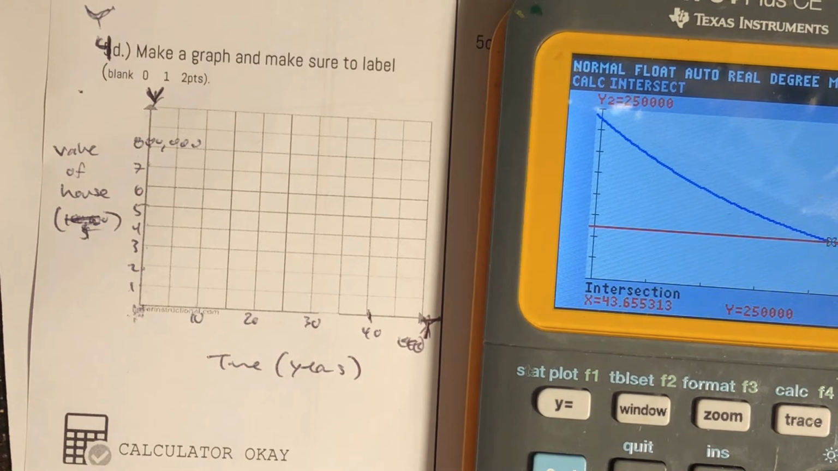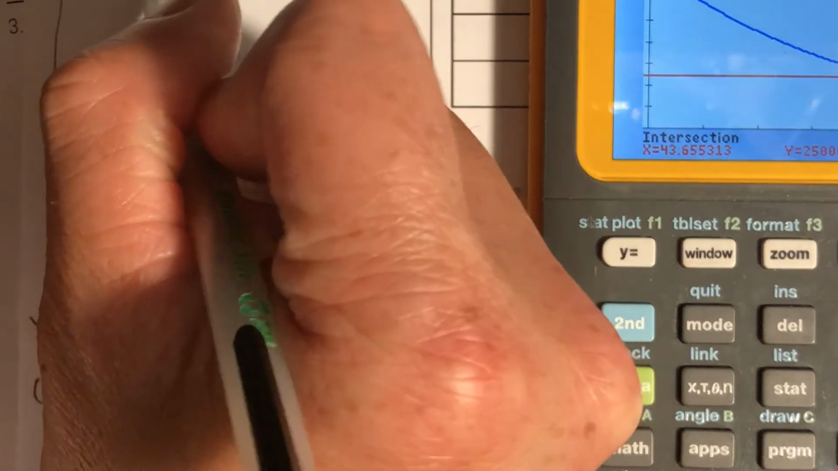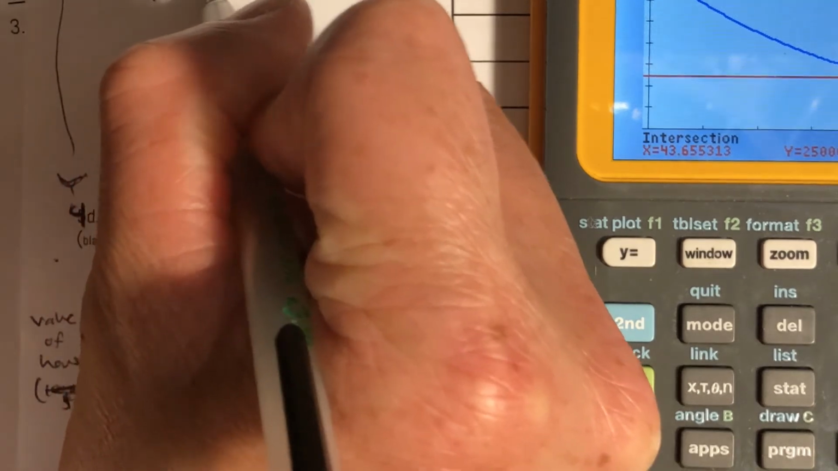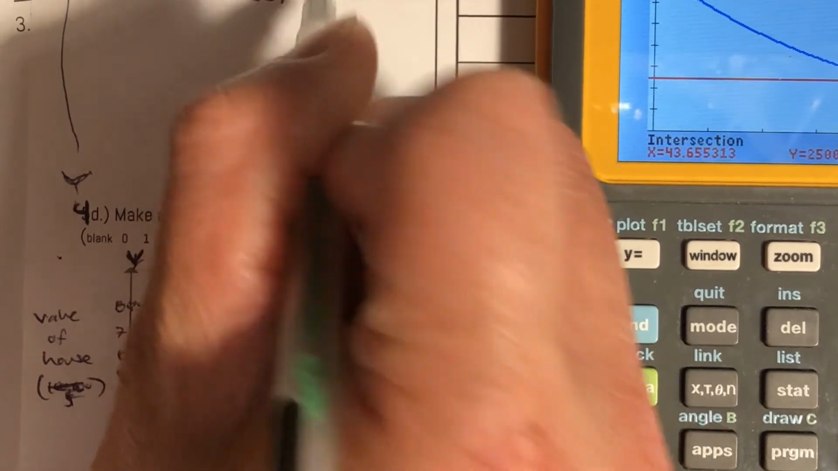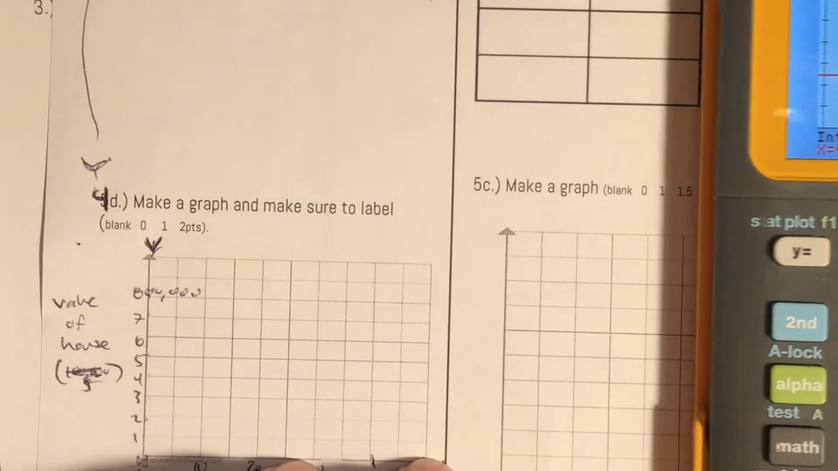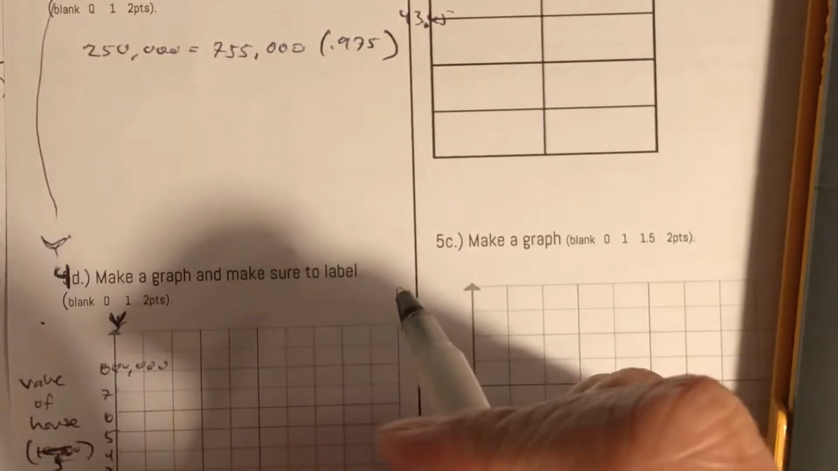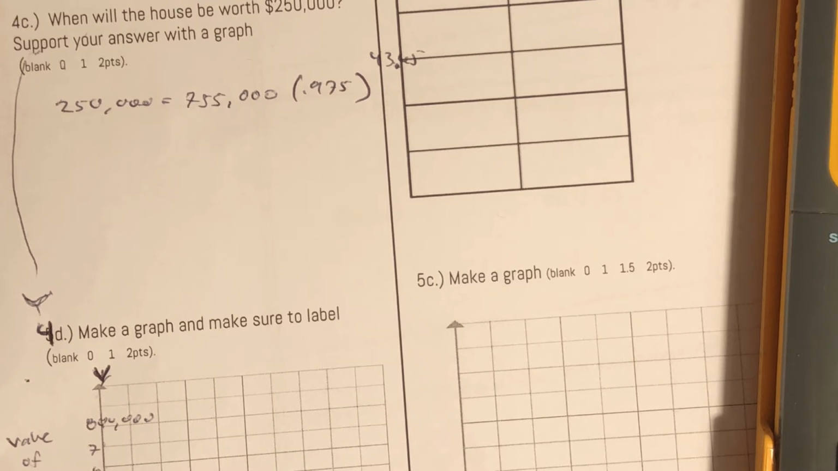There's my guess. And there it is. I said around 40 years, 43.5. So 250,000 equals 755,000, decrease of 2.5%, and then in 43.65 years. 43.65. So 43.65 years from 2006.